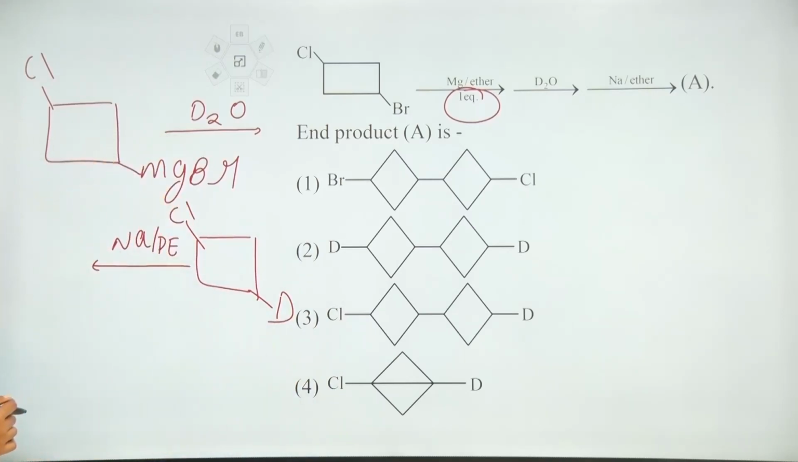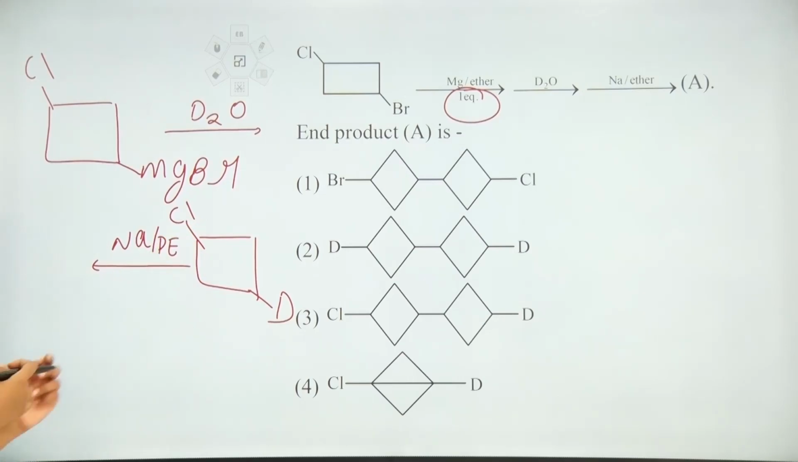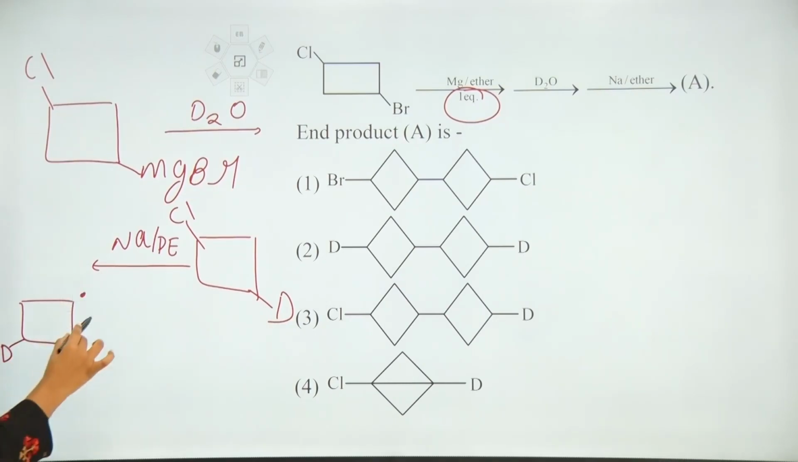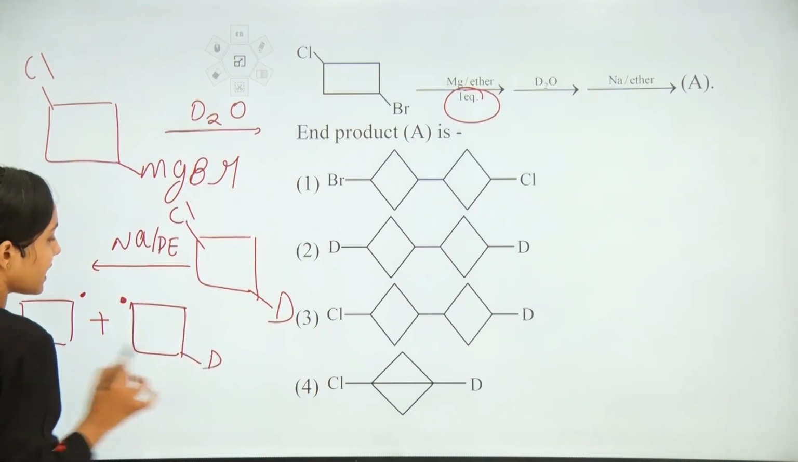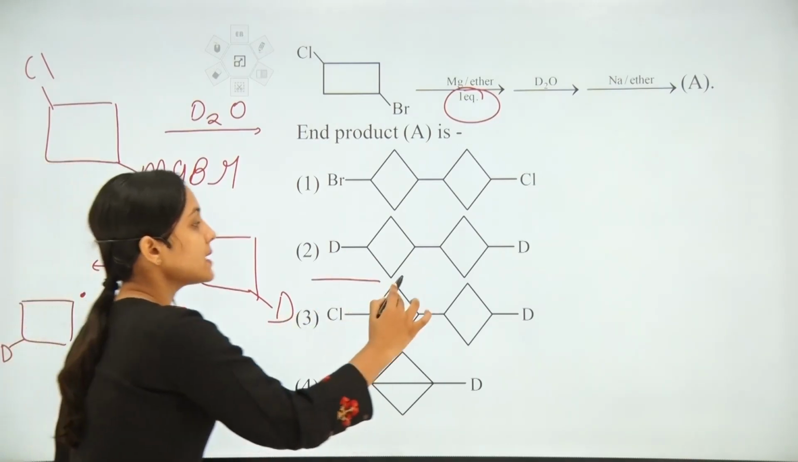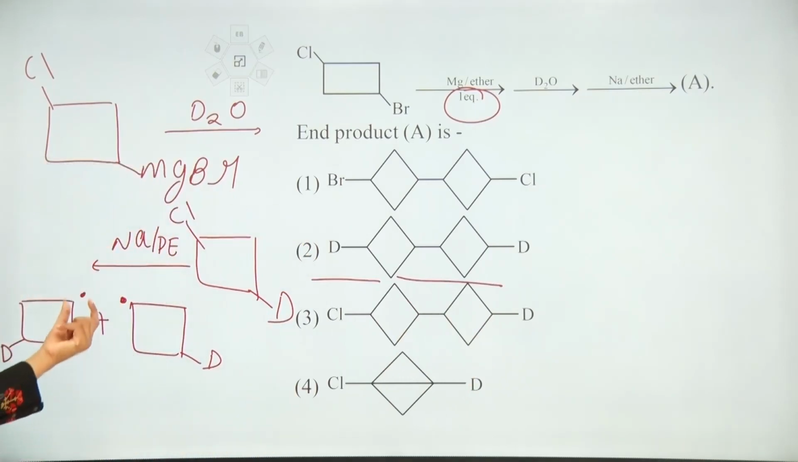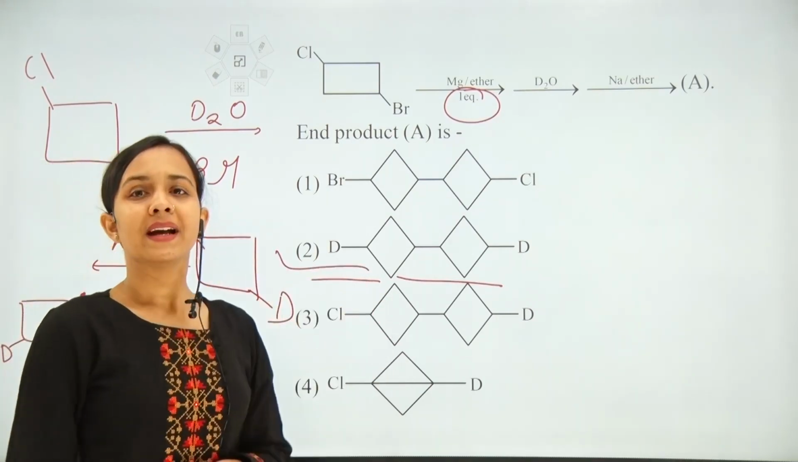So in this reaction, first of all, homolytic bond cleavage of the carbon-halogen bond will take place, and a free radical will form in this reaction. So here deuterium and the free radical will form at this carbon atom, and it will dimerize with a similar free radical, right? So the product which is obtained in this reaction is option 2. So this is the major product of this reaction. These free radicals will dimerize with each other, and this is our major product. So option 2 is the correct answer. Thank you.